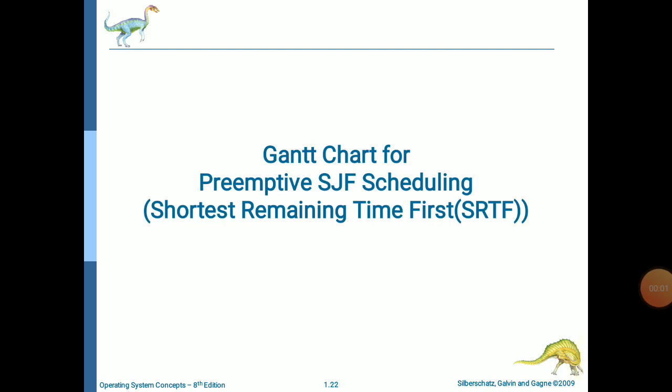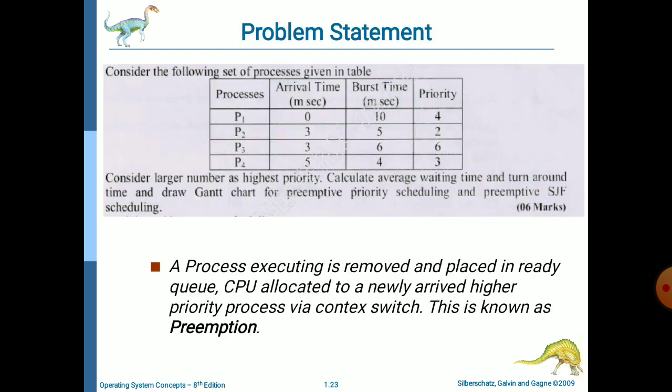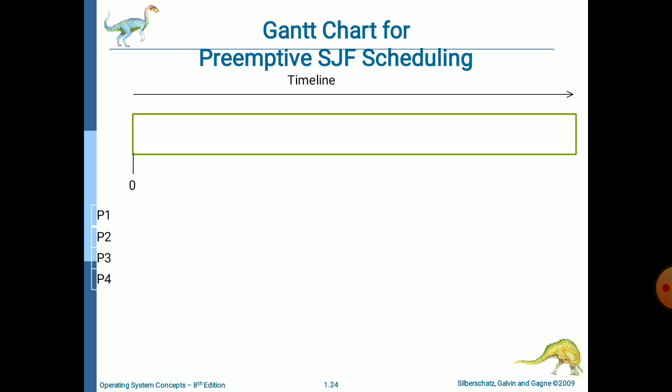For the same above example, let us look into a Gantt chart for preemptive SJF scheduling. Preemptive SJF is also known as shortest remaining time first. It is the same example I am considering now. At time 0, the Gantt chart looks like this. So no process is present right now.